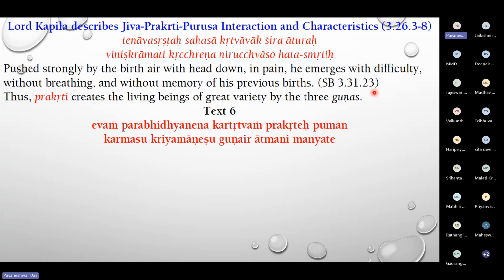So then what happens because of the bewilderment? Evam paravidhyanena kartrutvam prakrute puma karmashu kriyamaneshu guner atmani manyate.